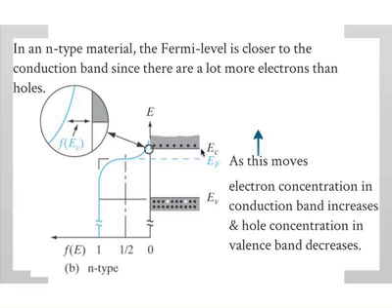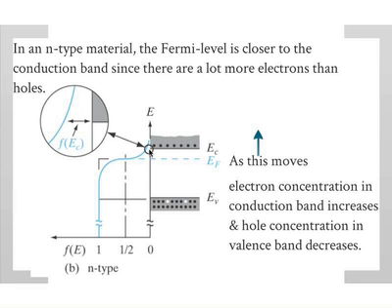And it looks like that. So EF is somewhere there. And you can also generalize: as the Fermi level moves closer to the conduction band, by a variety of ways, by increasing impurities or increasing temperature or whatever, and we'll talk about this again, the electron concentration in the conduction band increases compared to the hole concentration in the valence band.